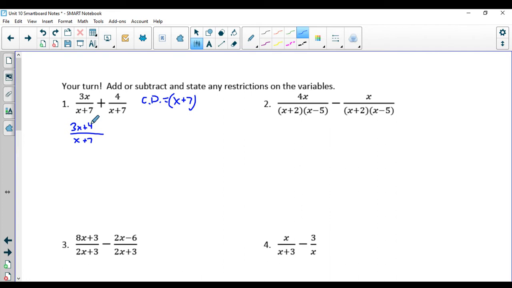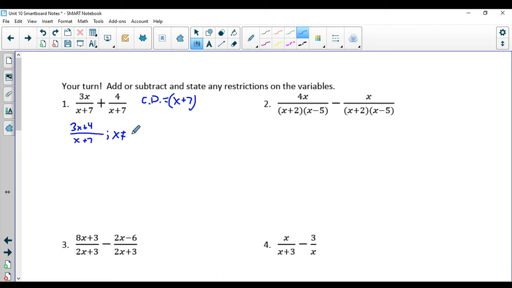From there, we look to simplify the top. Can we do anything on the top? So right now, we're actually finished. We can't factor this. There's no like terms. There's nothing to factor. So we're actually finished in this one. The only other thing we need to do is state our restriction. So what would our restriction be?